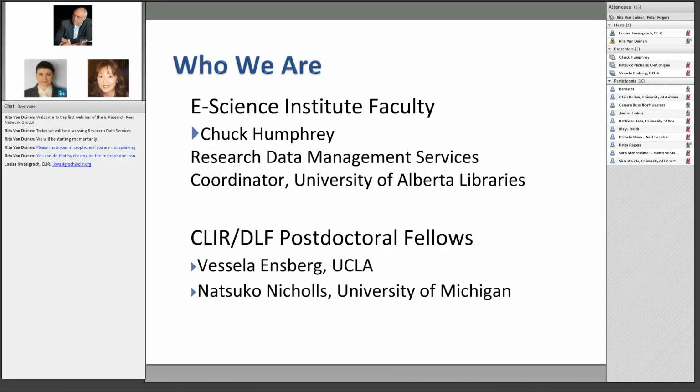Also with us today, we have two CLEAR DLF postdoctoral fellows in data curation for the sciences and social sciences, Vesela Ensberg from UCLA and Natsuko Nichols from the University of Michigan. Vesela is a postdoctoral fellow at UCLA. She earned her PhD in cellular and molecular biology from the University of Wisconsin-Madison. In her fellowship, she is working with faculty, graduate students, researchers, and library staff to implement the library's eScience strategy. She is part of a collaborative effort to develop the library's data services by serving as a representative of and a liaison to the scientific community.